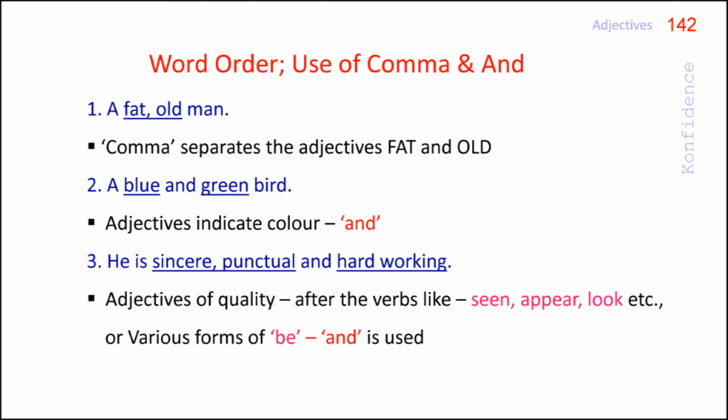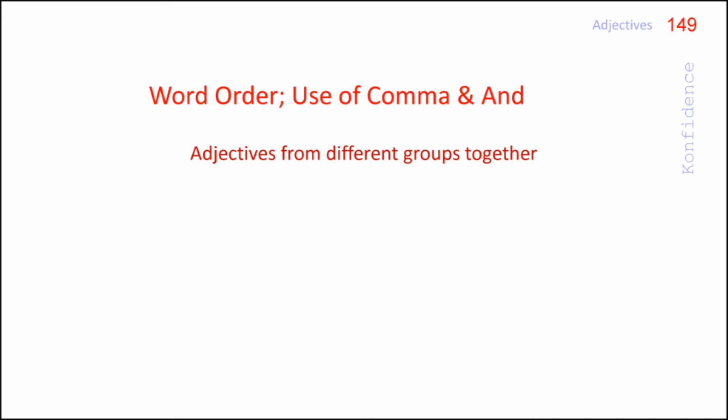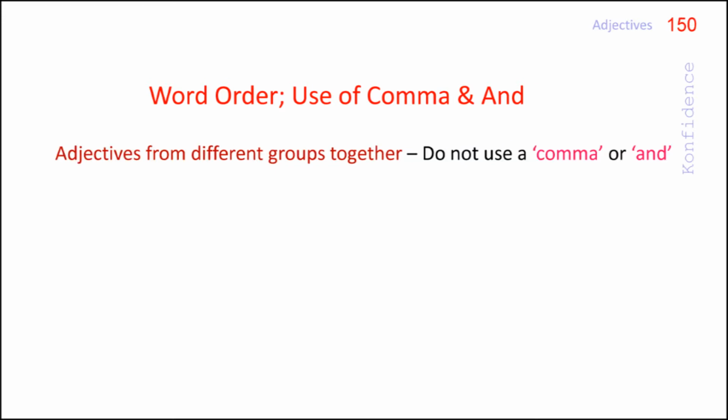Is, the present tense form of be, is used before the adjectives there. Recollect that the other forms of be are am, are, was, were, etc. When we use adjectives from different groups together, we do not use a comma or and. See the example given in the slide.